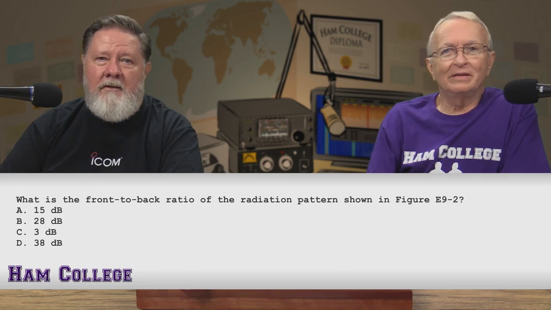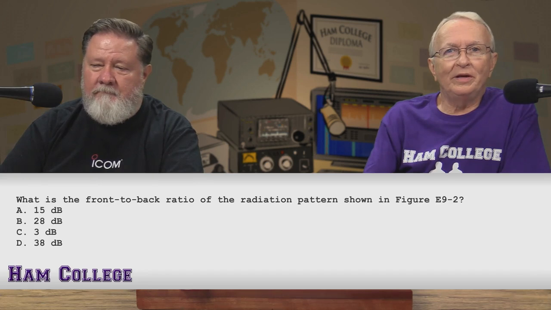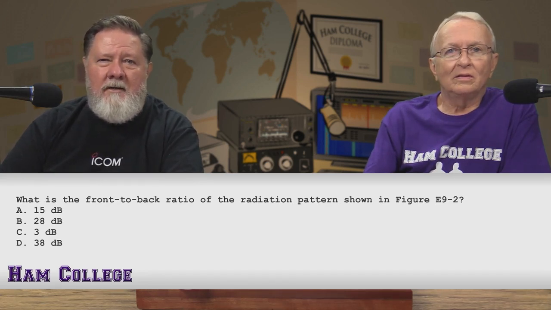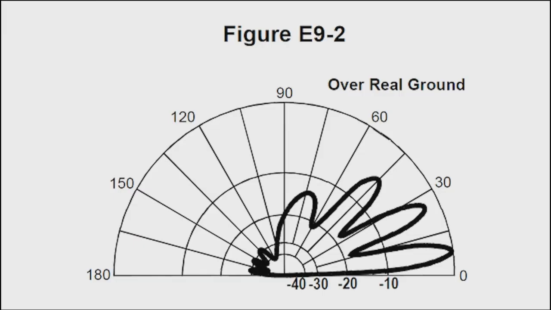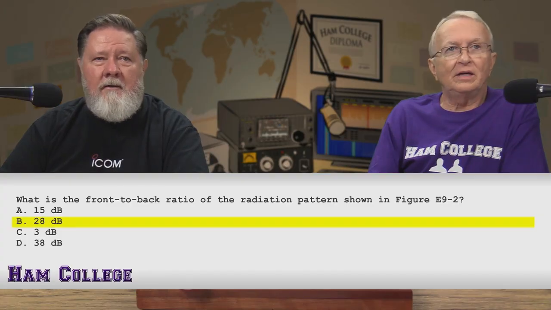A, 15 dB, B, 28 dB, C, 3 dB, and D, 38 dB. So what is the front to back ratio of the radiation pattern? Your choices are going to be 15, 28, 3, or 38. I'm going to say that probably looks like around 28. I would say it's just a little over the minus 30, so roughly 28. That's answer B, 28.